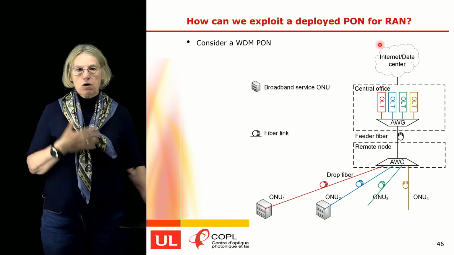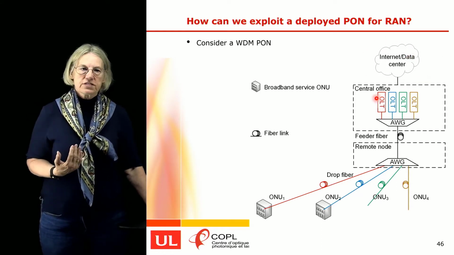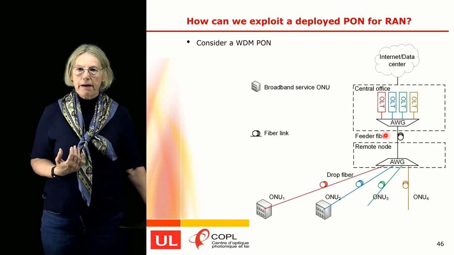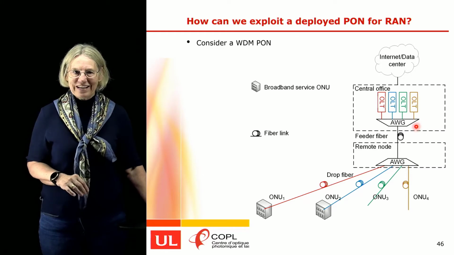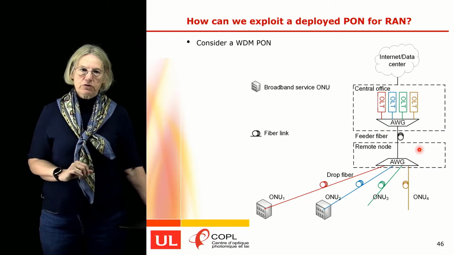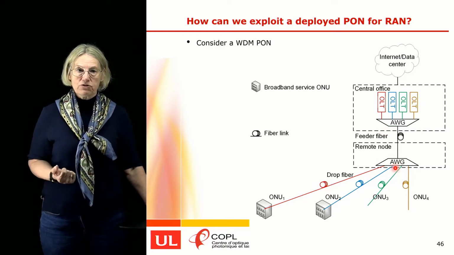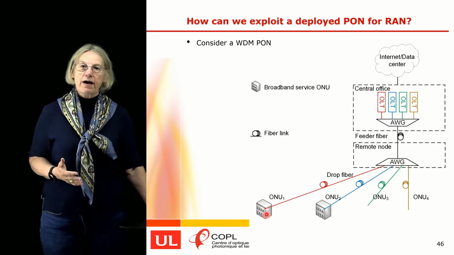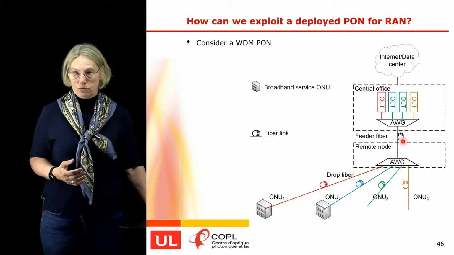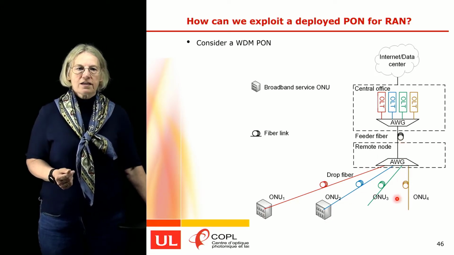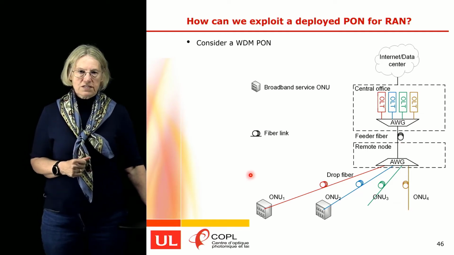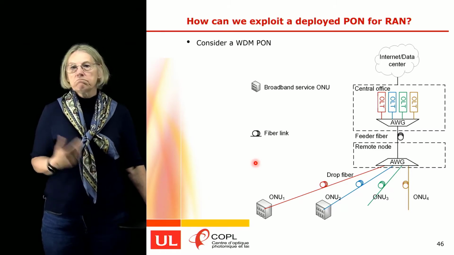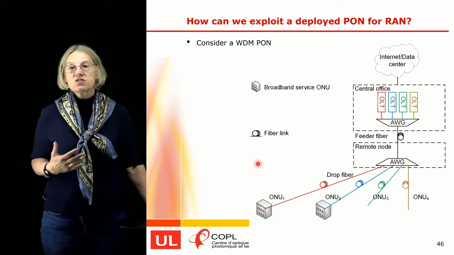So we have, of course, our core network, go to the central office, and at the central office we will have multiple wavelengths. They'll be combined in an arrayed waveguide grating, sent over a feeder fiber to the remote node. At the remote node I have another AWG which now separates each one of the wavelengths and sends it on a drop fiber to each of the ONUs, optical network units, which receive this signal.